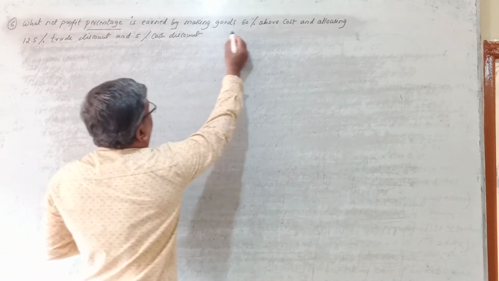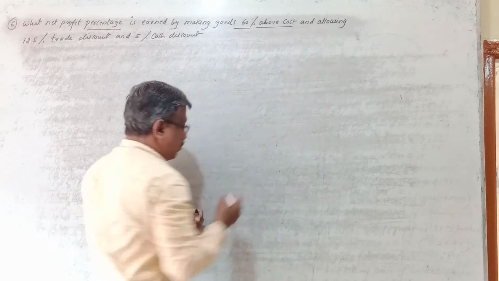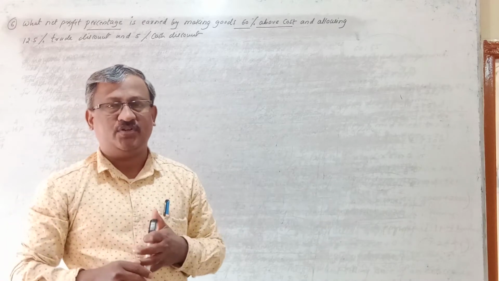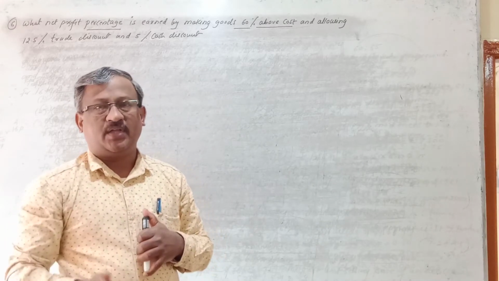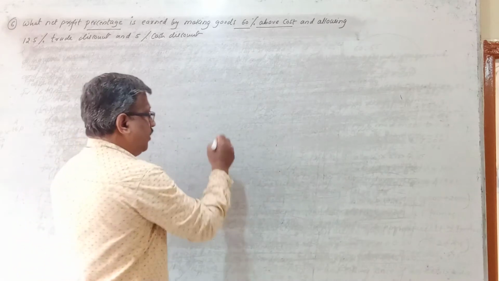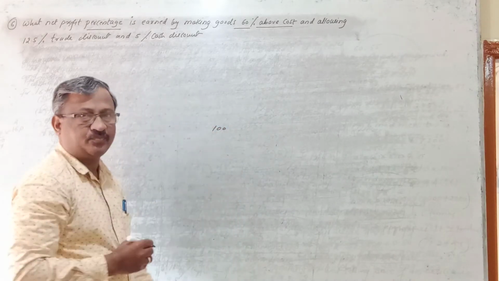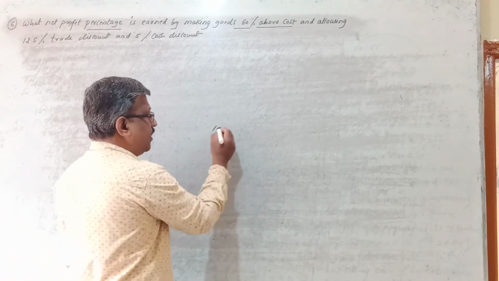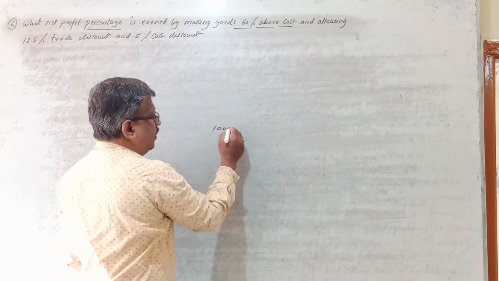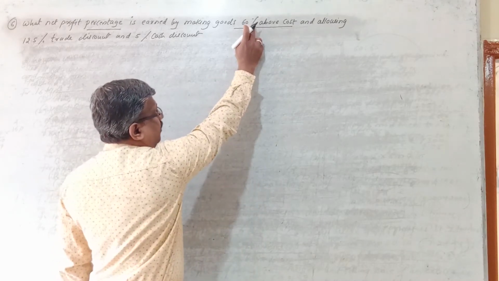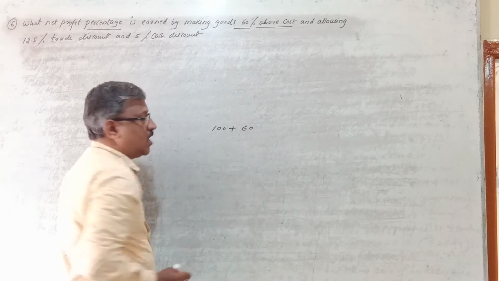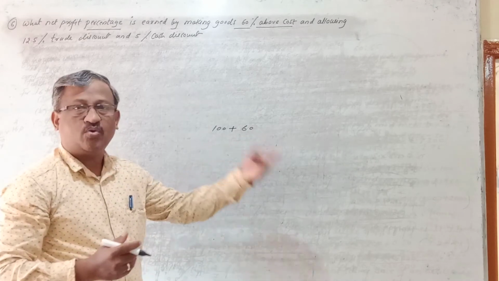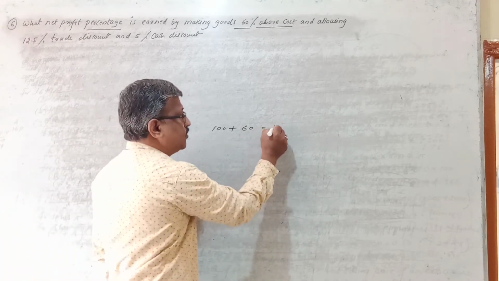If a merchant marks his goods 60% above the cost, it means the merchant has fixed the price of his goods for sale at 60% more than the cost price. What does it mean? If he has purchased goods for 100 rupees, for selling he has increased his cost by 60%. So 60% is per 100, 60 rupees. He has marked his goods for sale at 60 rupees more than its cost price, means he has marked his goods for sale at 160.